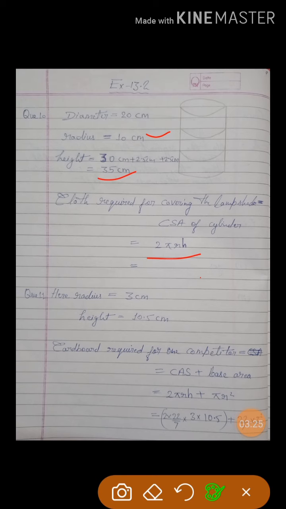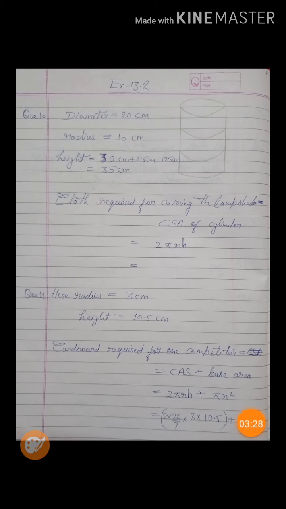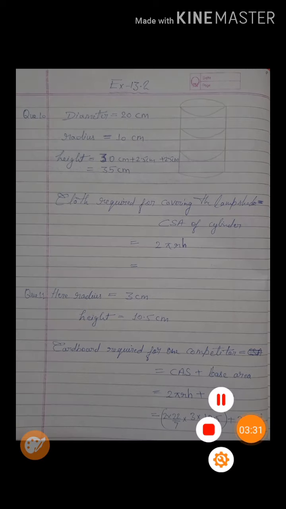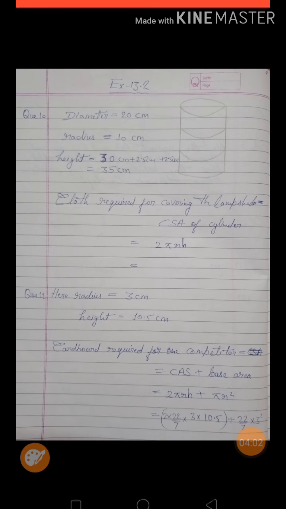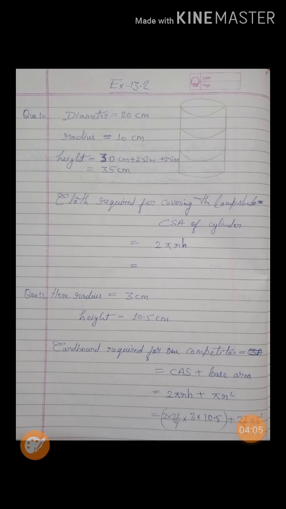Now come to question number 11. Firstly, read the question. The students of a Vidyalaya were asked to participate in a competition for making and decorating pen holders in the shape of a cylinder with a base using cardboards. Each pen holder was to be of radius 3 centimeter and height 10.5 centimeter. The Vidyalaya was to supply the competitors with cardboard. If there are 35 competitors, how much cardboard was required to be bought for the competition?